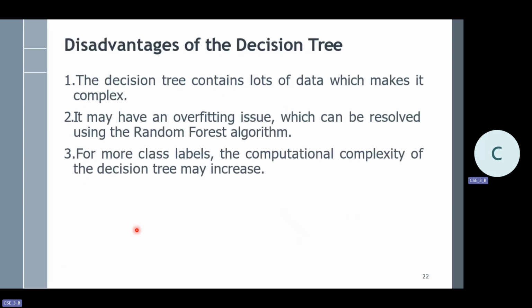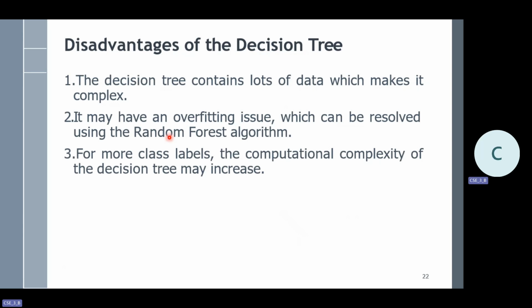The decision tree contains lots of data, which makes it very complex, because you can observe here, if the data set contains n number of attributes, you have to explore all the n attributes in order to find which attribute is considered as the root node. Then it may have an overfitting issue, which can be resolved using the random forest algorithm. Overfitting means the decision tree ends up with multiple branches and there are possibilities that a few branches are unwanted. That leads to the problem of overfitting, which can be resolved using the random forest algorithm.